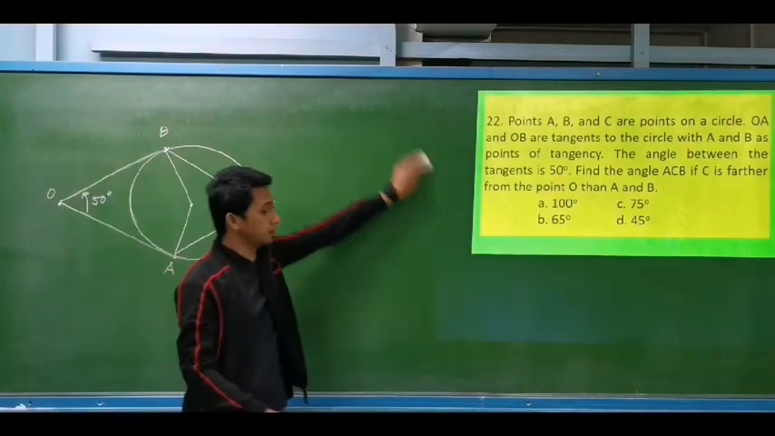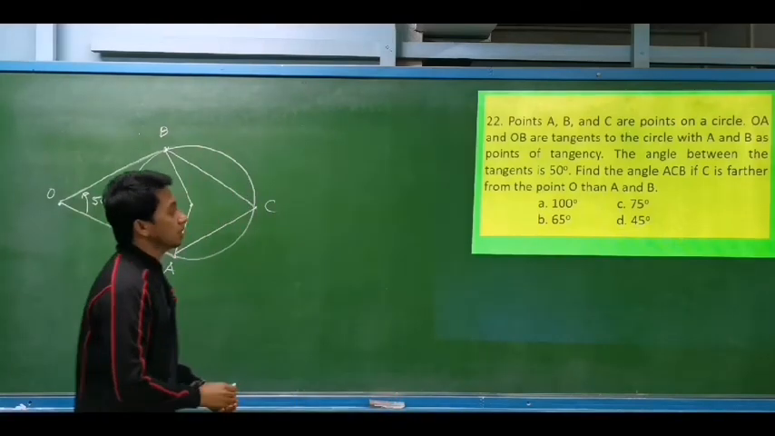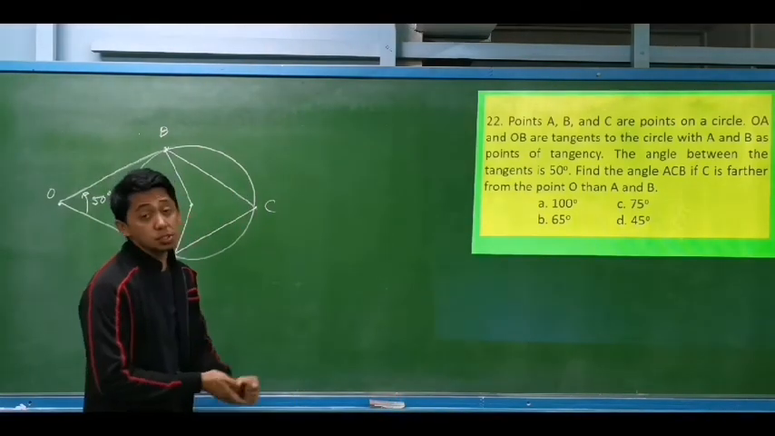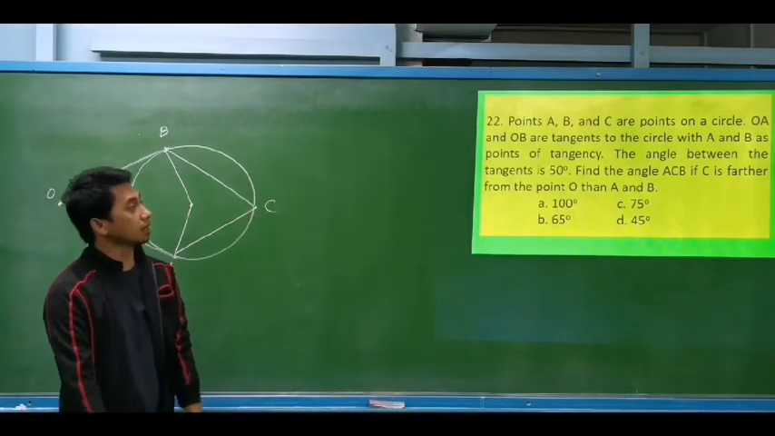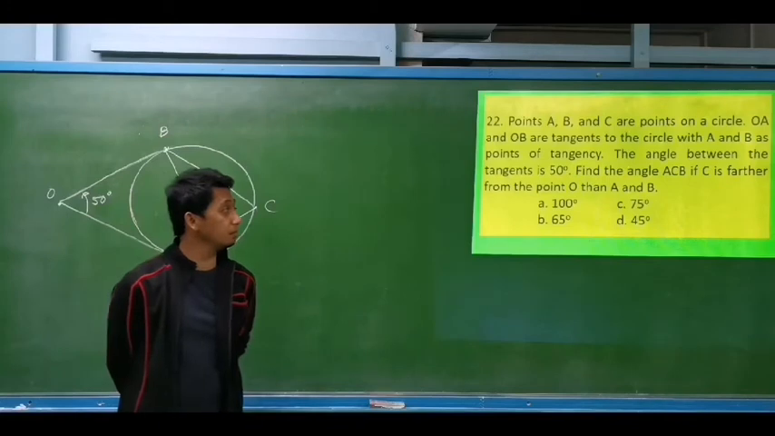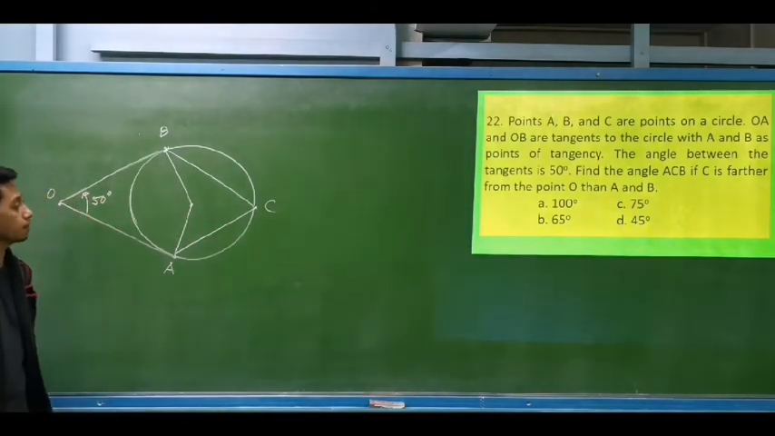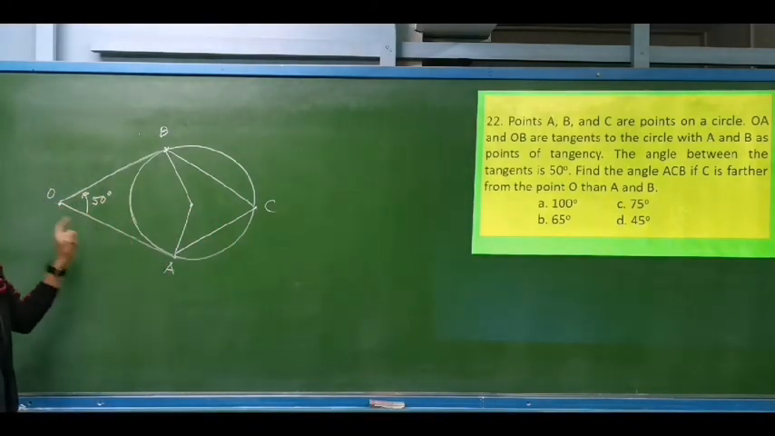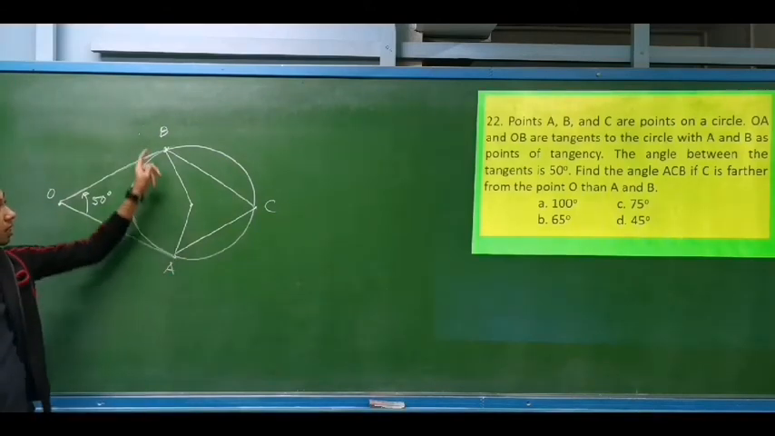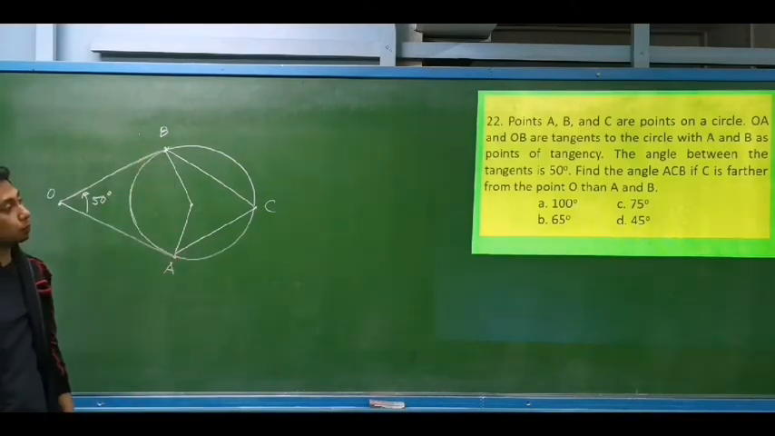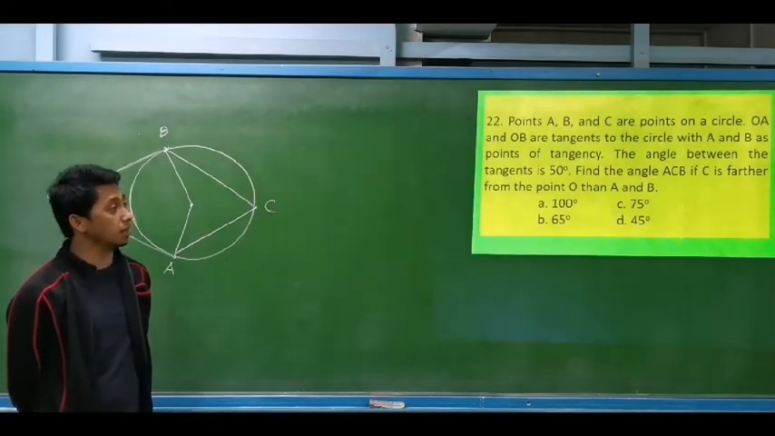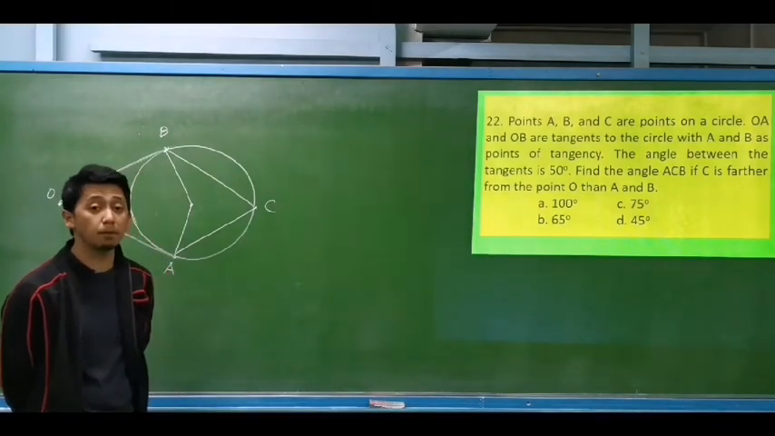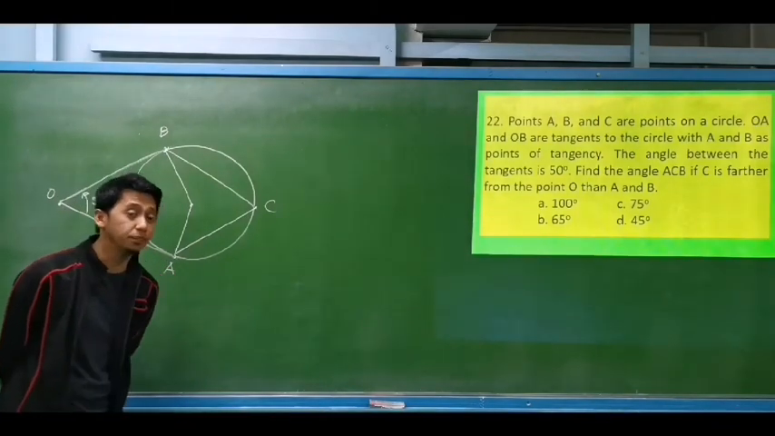Next, let's have problem number 22. Sabi niya dito, so points A, B, and C are points on a circle. OA and OB are tangents to the circle with A and B as points of tangency. So we have the tangent OA and OB, points of tangency A and B. The angle between the tangents is 50 degrees. Find the angle ACB if C is farther from the point O than A and B.